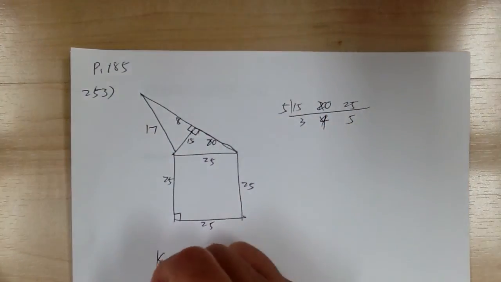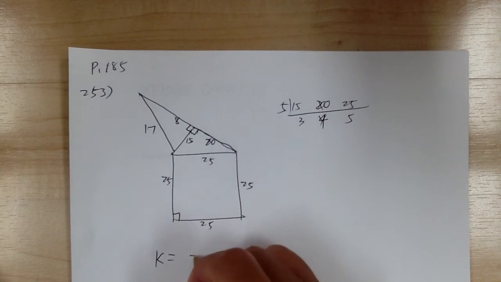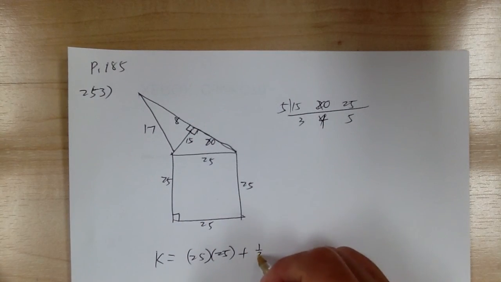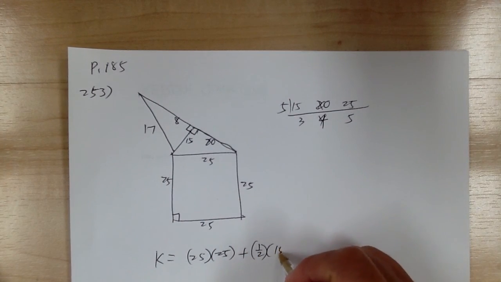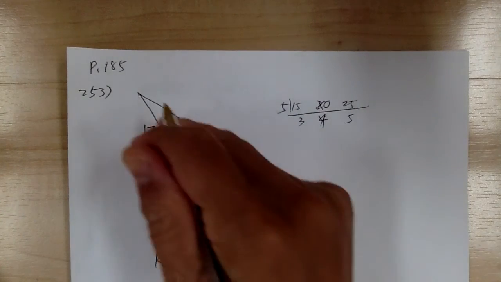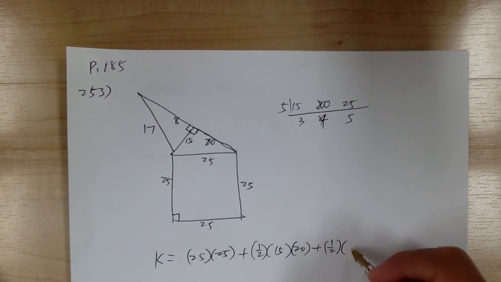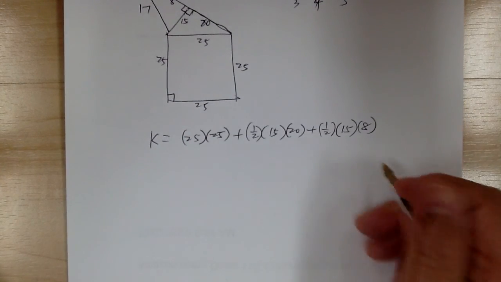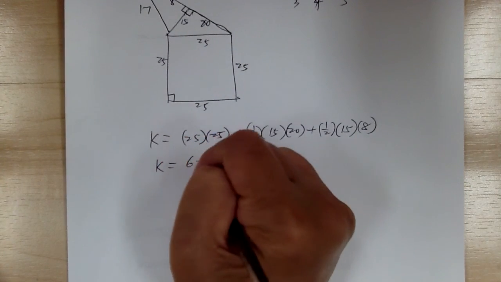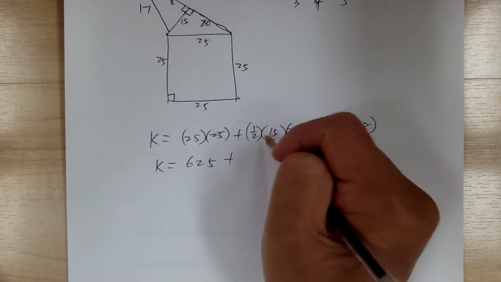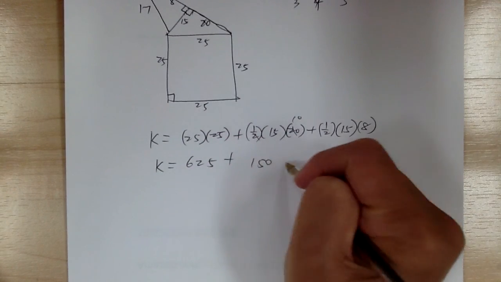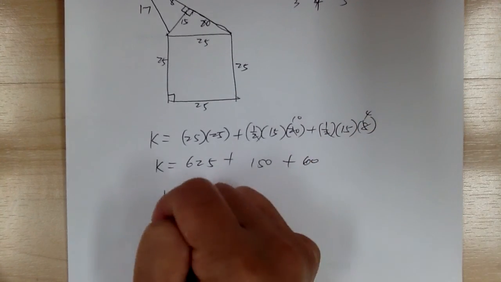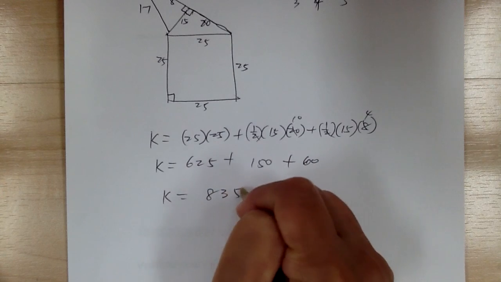Okay, so the area of the square would be 25 times 25. This area would be 1/2 base times height. And this one would be 1/2 base times height. So area will equal 625 plus 150 plus 60. So K equals 835.